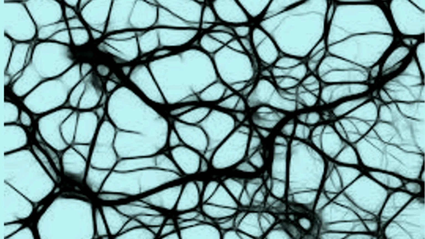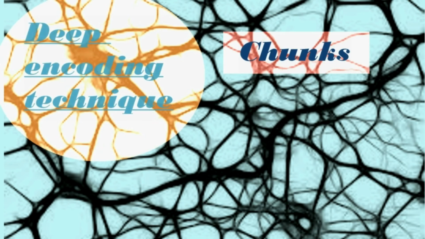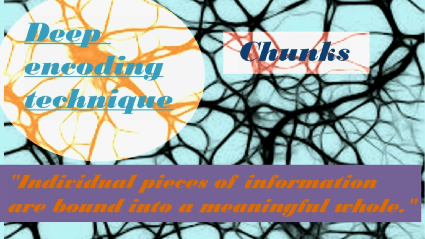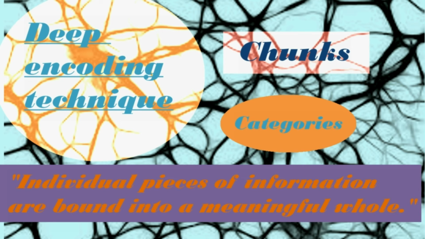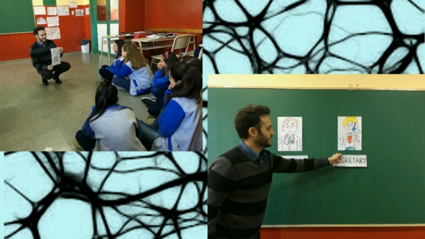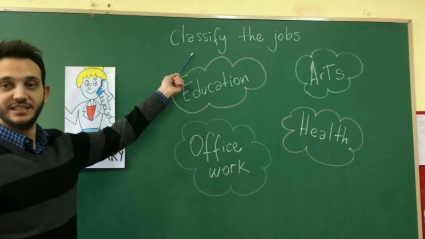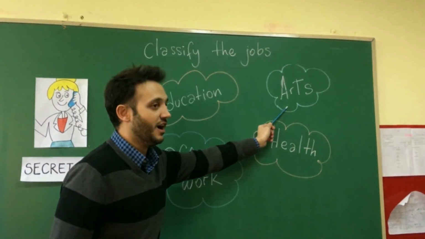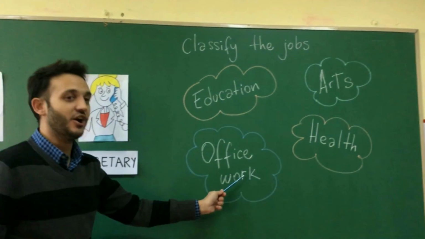Deep encoding technique is also used by creating chunks, which is a process in which individual pieces of information are bound together into a meaningful whole, according to Neath and Surprenant, to create meaningful categories. In this case, the lexical items of jobs and professions have been grouped according to different labels. Let's classify the jobs into education, arts, health, and office work.